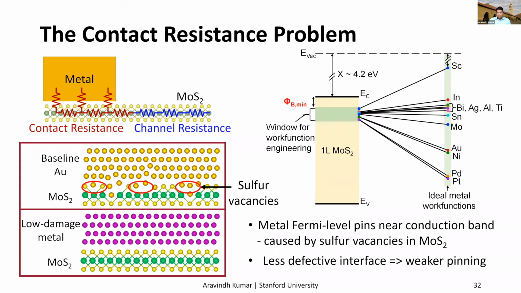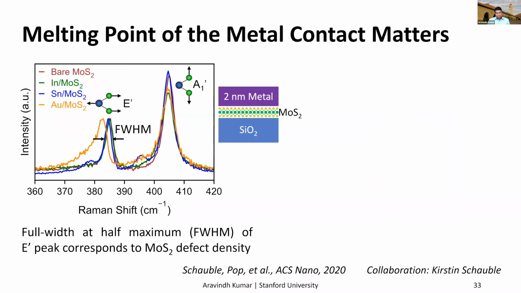So as a first step, we study the effect of different metals on MoS2. Previous work from Stanford showed that high melting point metals like gold cause a lot of damage on MoS2 when deposited on top of MoS2. So we wanted to see how the low melting point metals like indium and tin would affect MoS2.